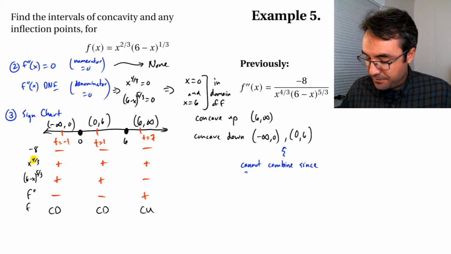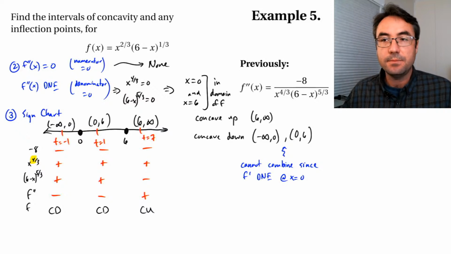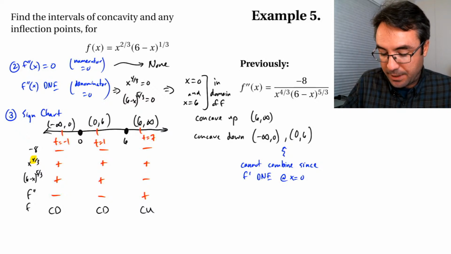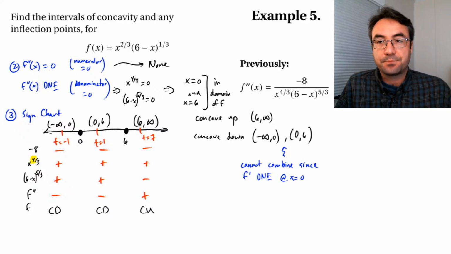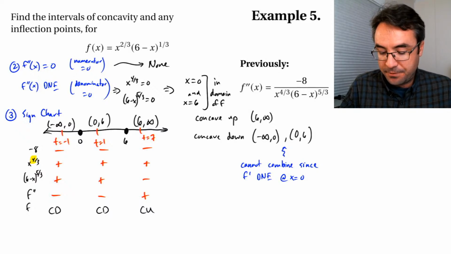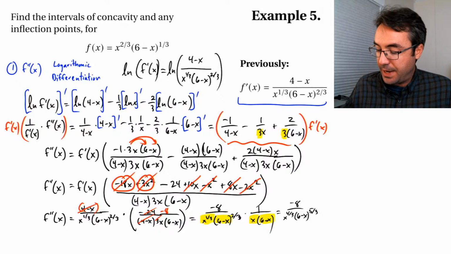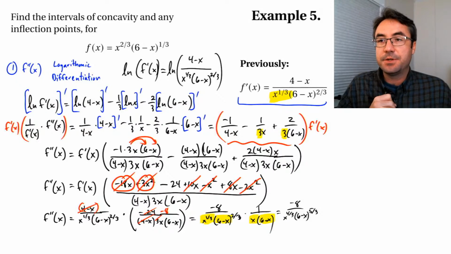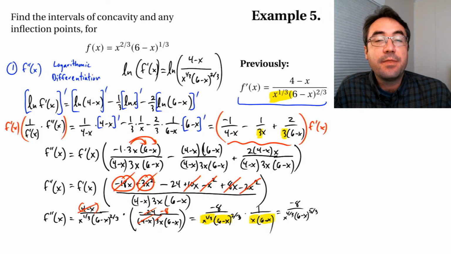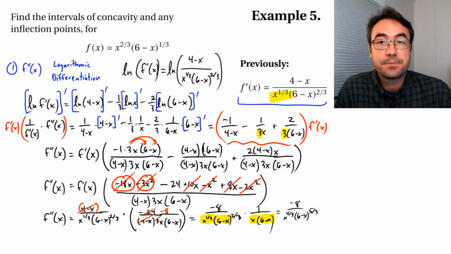Since f prime does not exist at x equals 0. So if we go back, let's go back real quick. What is the first derivative? Well, the first derivative we had right here, and there is this term in the denominator that gives us an undefined derivative at x equals 0.